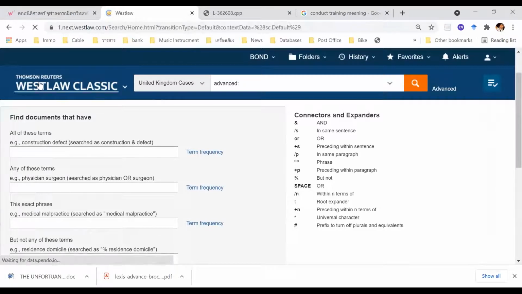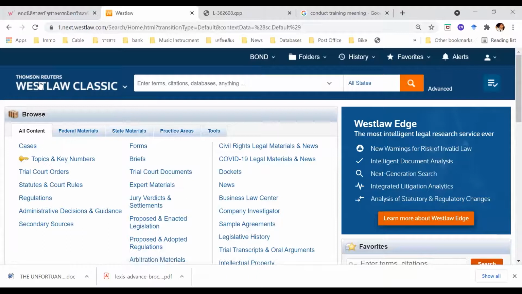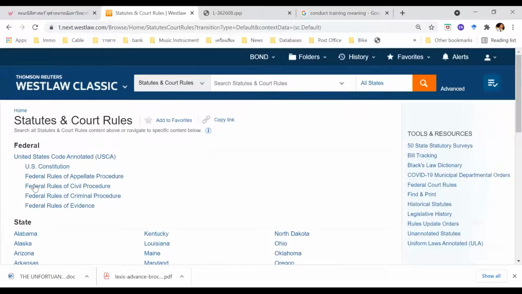Back to Westlaw again. And another one, statutes. So a student will ask for or cite statutes. Suppose you are looking for statutes about copyright. You can start with this one, statutes. Just click on statutes. As I told you earlier, statutes are a primary source, and you can look for the US Constitution, this one.